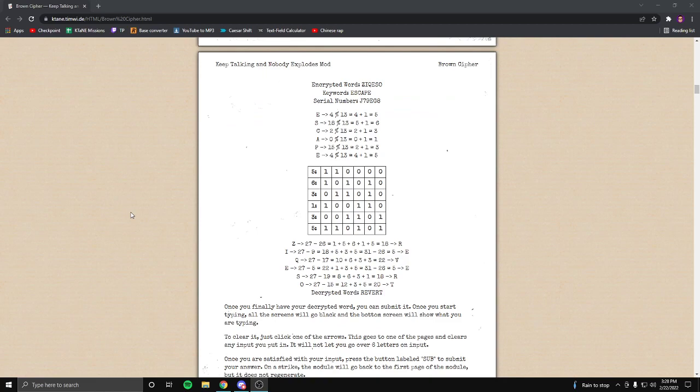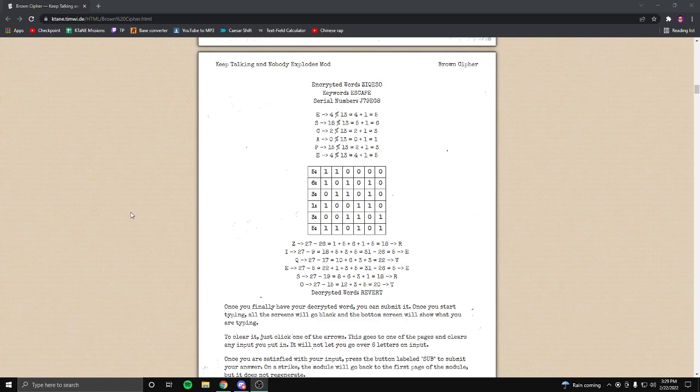Z goes into 27 minus 26 is 1 plus 5 plus 6 plus 1 plus 5 is 18, goes into R. I goes into 27 minus 9 is 18 plus 5 plus 3 plus 5 is 31 minus 26 is 5, goes into E. Q goes into 27 minus 17 equals 10 plus 6 plus 3 plus 3 equals 22, which goes into V. E goes into 27 minus 5 is 22 plus 1 plus 3 plus 5 is 31 minus 26 is 5, goes into E.